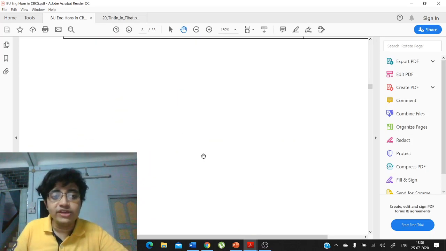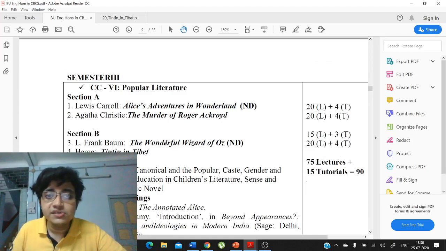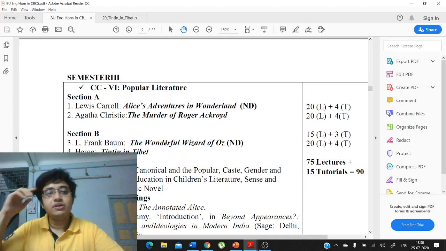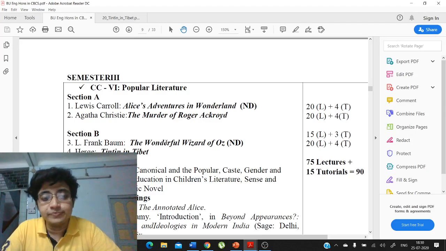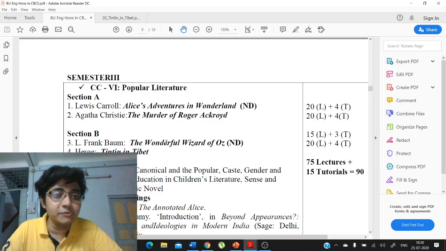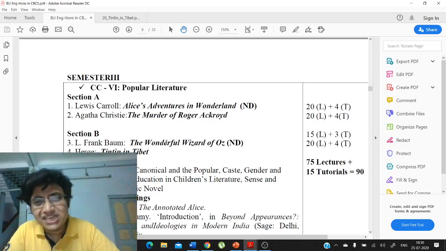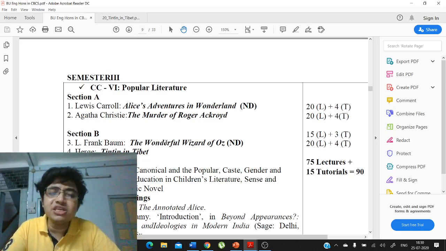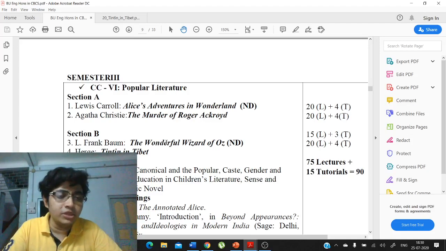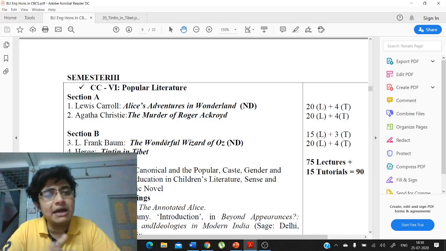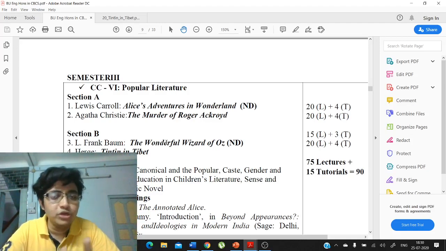Let us now move into the CC6. Course 6 of the popular literature. This particular paper is termed as popular literature. What is popular literature? How we can theorize this term popular literature we'll know about later. Bangla jake bole jonopriyo sahitya, popular literature.